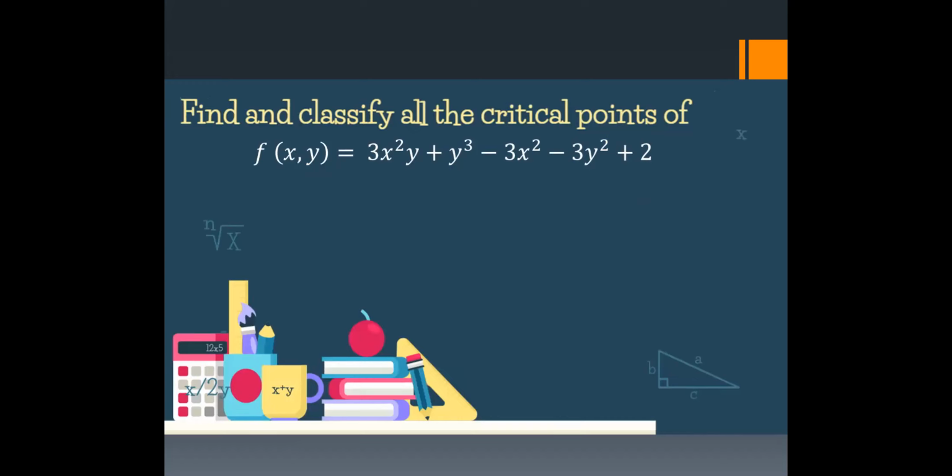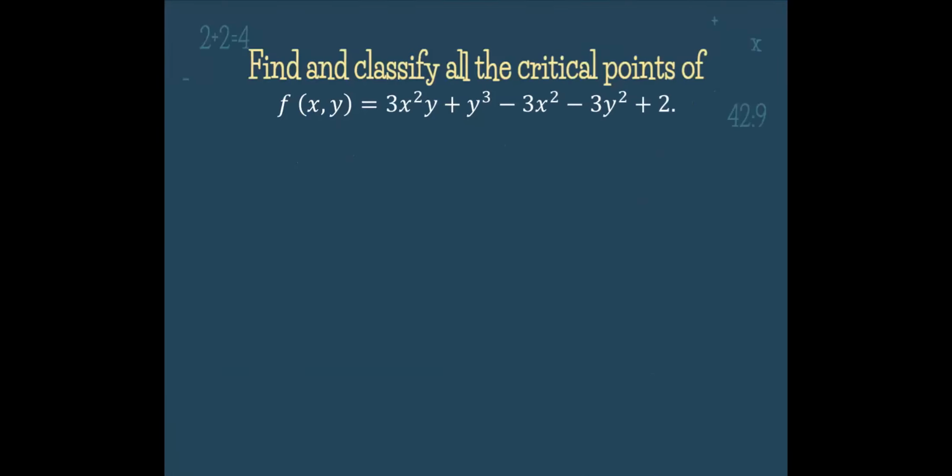Let us find and classify all critical points of the function f of xy, which is equivalent to 3x squared y plus y cubed minus 3x squared minus 3y squared plus 2. For our solution, again, we will do the same thing as what we did in our first example. Our first order partial derivative of f with respect to x is 6xy minus 6x.